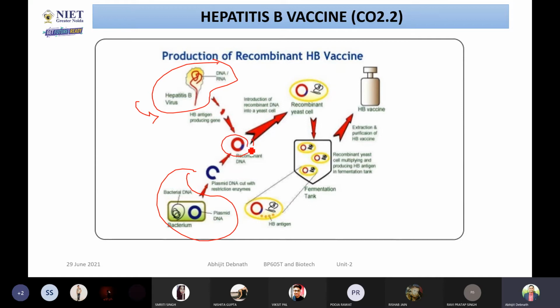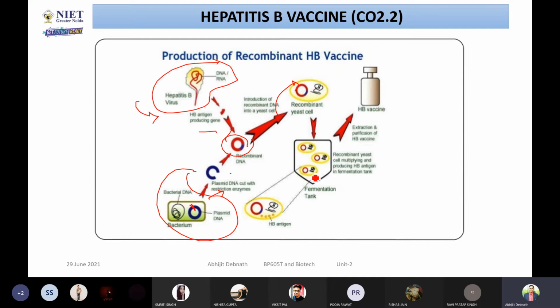You will just mix both things. First, you will cut the plasmid by using the restriction enzyme, and you will fix the gene of interest into the plasmid by using the ligase enzyme. And then you will be putting that into the bacteria, and the bacteria will grow.